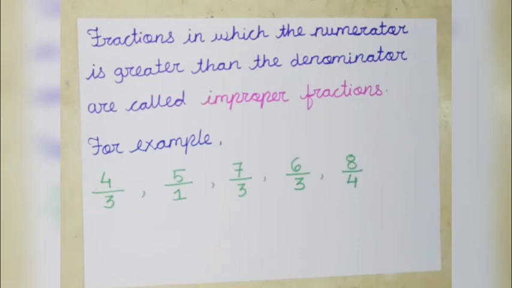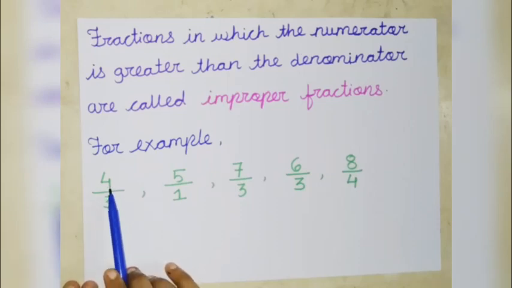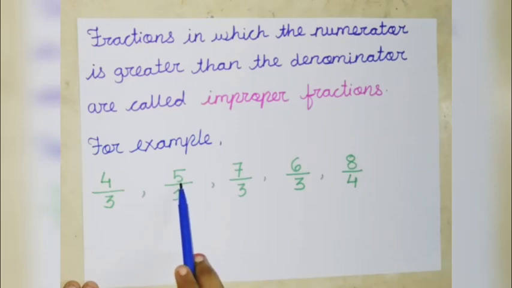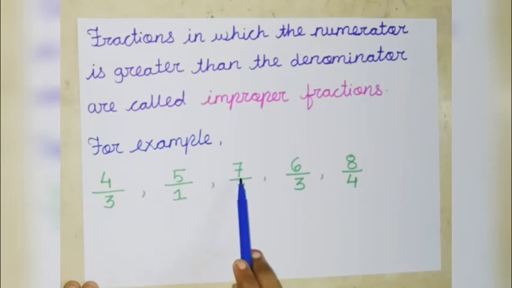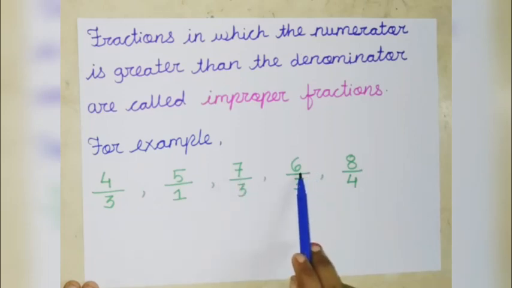Students, fractions in which the numerator is greater than the denominator are called improper fractions. Children, here we will compare. 4 is the numerator and 3 is the denominator. 4 is greater than 3, means 4 is greater than the denominator. So this is an improper fraction. Here also the numerator is greater than the denominator. Here 6 is there in the numerator but 6 is greater than 3. So children, these are all improper fractions.